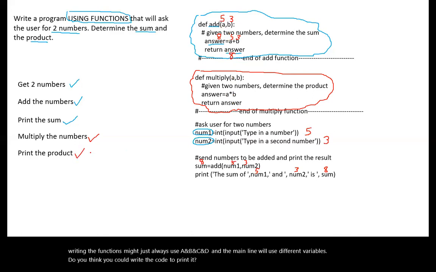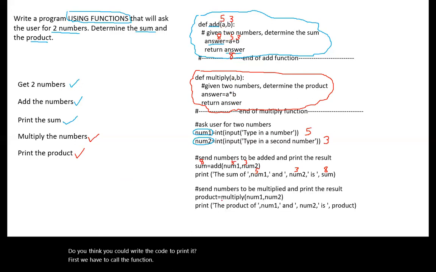First, we have to call the function. Our function is called multiply. It's sending num1 and num2 to the function and putting the answer in product. And then we print it. So let's see what happens.